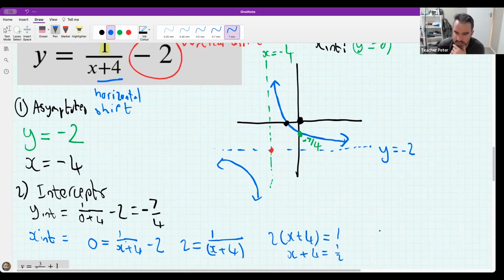This is a bit more working out. And then I'm going to take away 4 from both sides. And I'm going to get minus 3.5, or minus 7/2. Give me a thumbs up if you followed how I worked out the x-intercept. Give me a thumbs down if you didn't understand it.